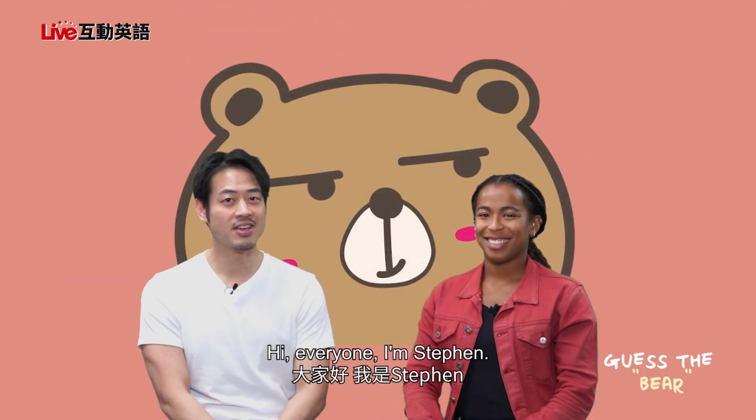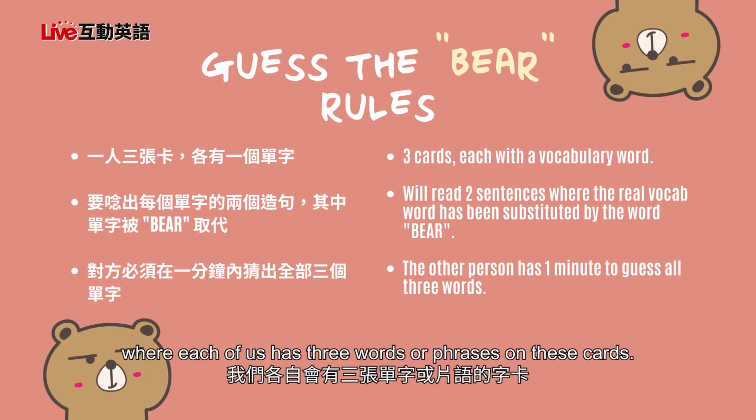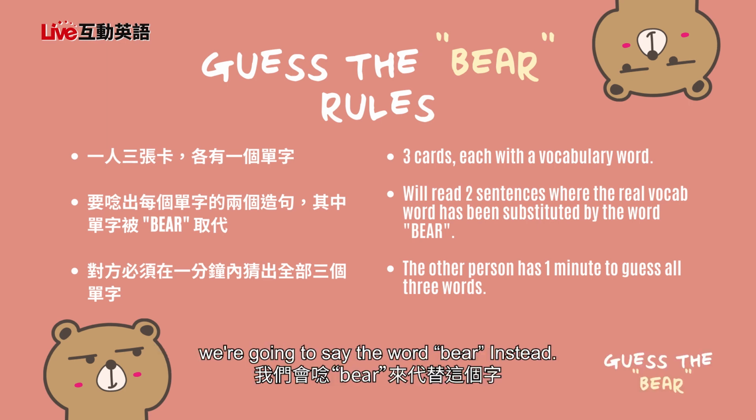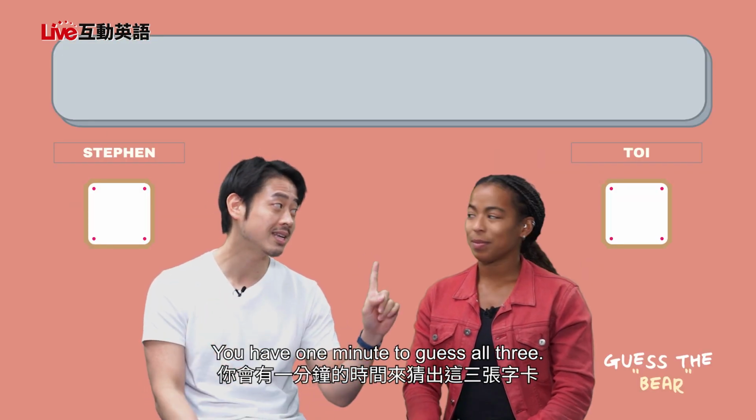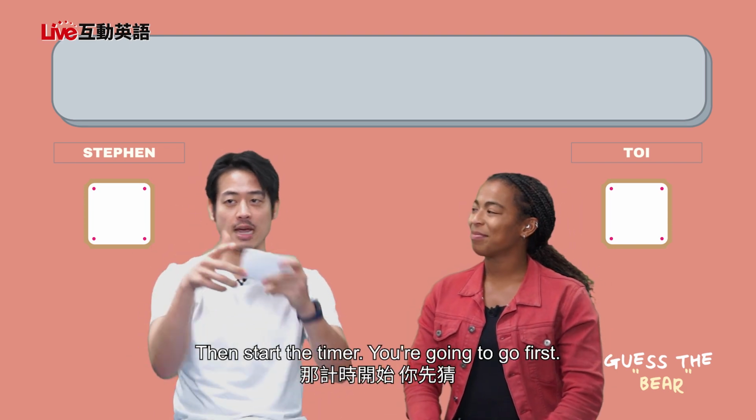Hi everyone, I'm Stephen. And I'm Toi. We're gonna play a game called Guess the Bear, where each of us has 3 words or phrases on these cards. We're gonna read 2 sentence examples for each, but instead of saying the word, we're gonna say the word bear instead. You have 1 minute to guess all 3. Okay. Can you do it, Toi? Yes, I can. Then start the timer, you're gonna go first.